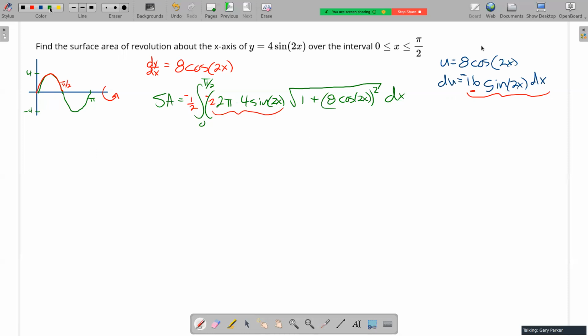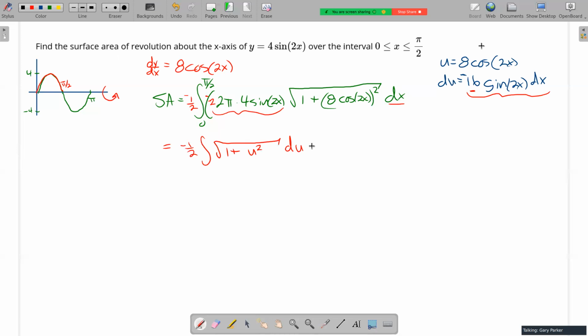All right, so with that, let's rewrite this. And I'm going to ignore the boundaries for a moment. I have a -1/2 on the outside, integral, and then this and the dx is my du, and then I have the square root of 1 plus u squared du. All right, now let's see, square root of 1 plus u squared. That is unfortunately not a trivial antiderivative.